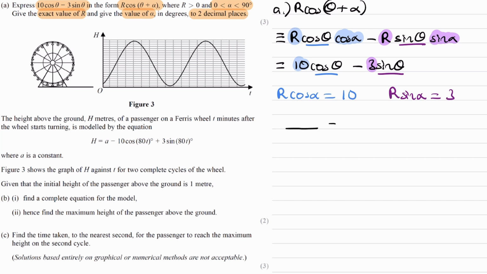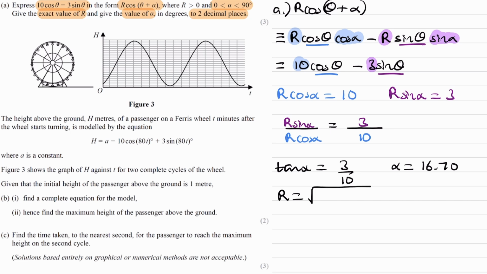We can then divide the two things by one another. So if we do r sin alpha is equal to 3 divided by r cos alpha is equal to 10, we then end up with the r's cancel, tan alpha is 3 over 10, inverse tan of 3 over 10 gives us to 2dp 16.70. So alpha is 16.70. And then to work out what r is, we do the square root of these two numbers squared and added together. So 10 squared plus 3 squared, which is root 109.